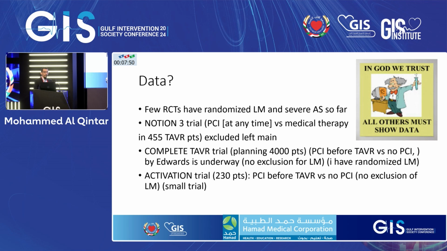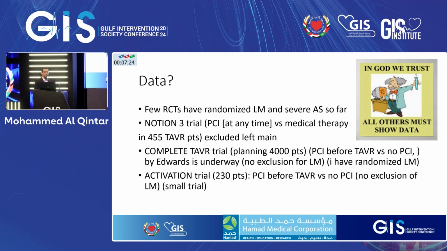We all want data, obviously, and as we talked about, there are only a few RCTs that have randomized left main patients in severe aortic stenosis. The one in 2021 is the last one on the slide. It's called the ACTIVATION trial, a very small trial, 230 patients. They randomized patients into PCI before the TAVR, and the other arm was no PCI, and they included left main, but there were only a few patients. I will show you the exact number.